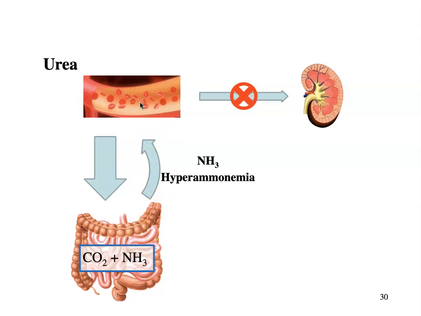Now, ammonia is toxic, and you don't want to have high concentrations of ammonia in the blood. The condition of high concentration of ammonia in the blood is known as hyperammonemia. Hyper means high. Ammon is the root of the word ammonia, and then the suffix emia designates that this is something observed in the blood. So hyperammonemia means high ammonia in the blood.